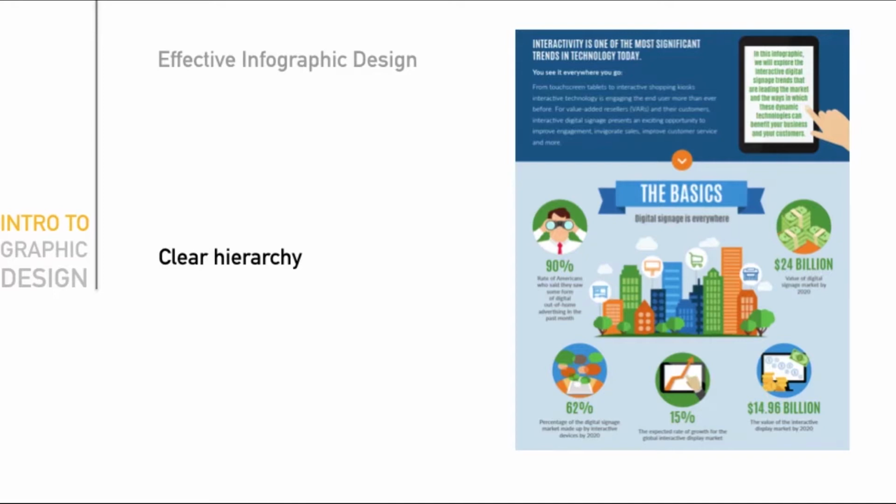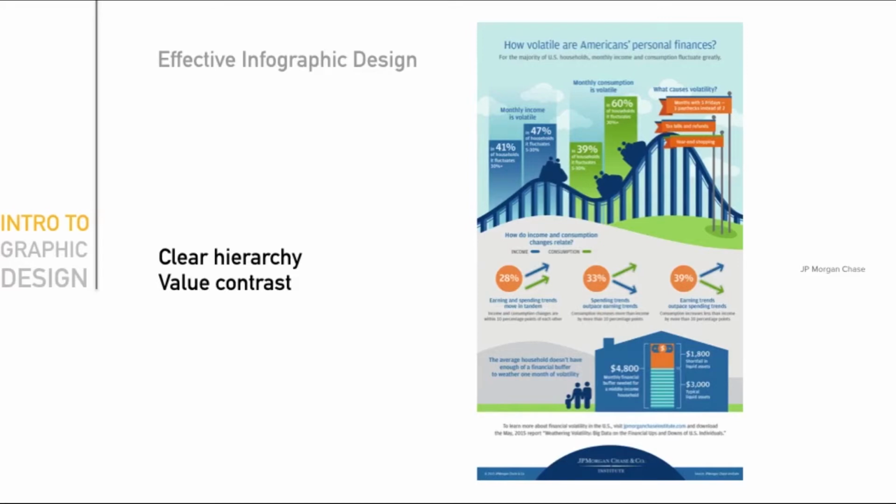So you have to have a clear hierarchy. There's got to be first read, second read, third read, all the way through the infographic, or else it's not going to work well. It's not going to be effective in its communication. You have to have good value contrast so that information stands out. The light-dark relationships of colors within your graphic is crucial to how easily that information will be read and understood.